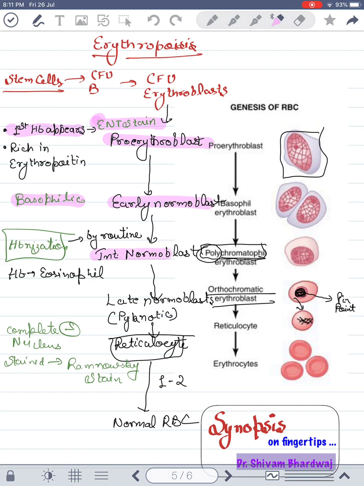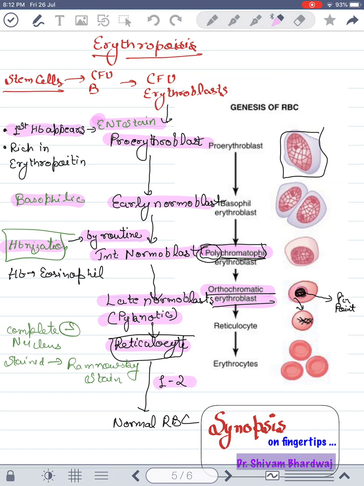Then the intermediate normoblast, which has hemoglobinization that can be seen by routine stain. At this stage, it becomes polychromatic because of the presence of eosinophilic as well as basophilic staining. Now, late normoblast, the nucleus will be very small, that is the pyknotic nucleus, and they are known as orthochromatic erythroblast. Then comes the next stage, the reticulocytes, when the pyknotic nucleus is completely dissolved, and there are reticulum-like structures which are blue in color, which resemble the free ribosomal RNA. These are known as reticulocytes.